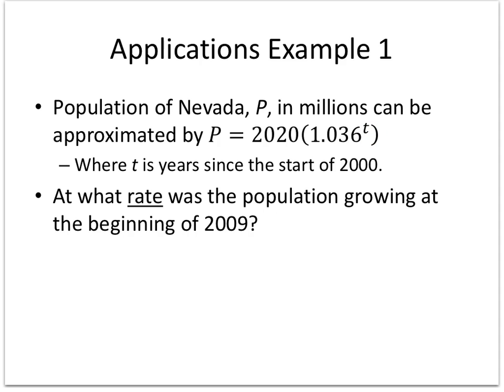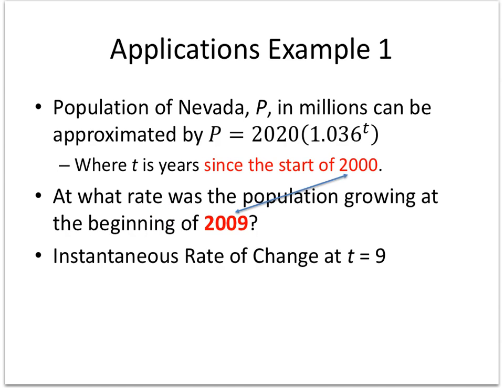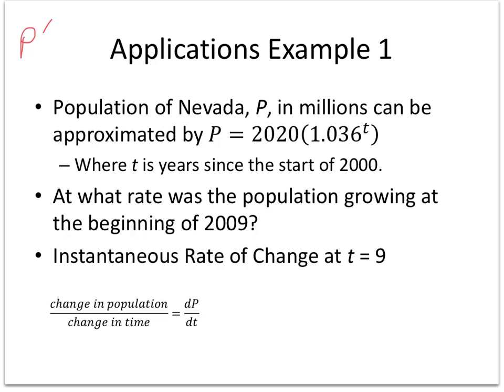All right. So at what rate was the population growing at the beginning of 2009? Since I'm asked for a rate, I want the instantaneous rate of change, which is the derivative. This is where I said there are all the different ways to write derivatives. You could write the same thing up here. What you're finding is p prime of 9.